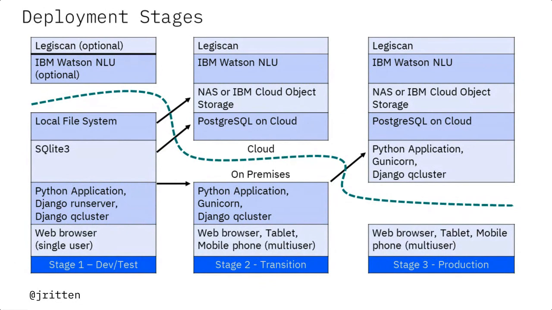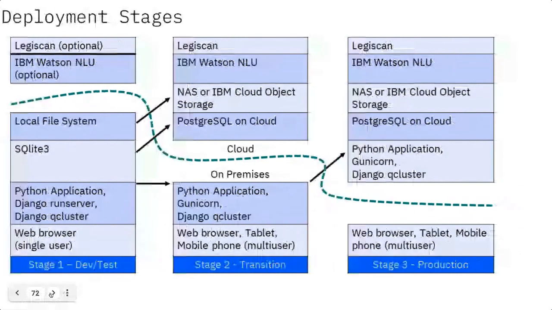Then in stage 2, we move some of those parts to the cloud. So instead of using SQLite 3, we use Postgres on the cloud, IBM Cloud. Instead of using a local file system, we use IBM Cloud Object Storage to store the legislation, right? And in stage 3, we actually move the Python application over to the cloud as well. So stage 3, if you move to the next slide, shows you what stage 3 looks like in a Code Engine world, right?